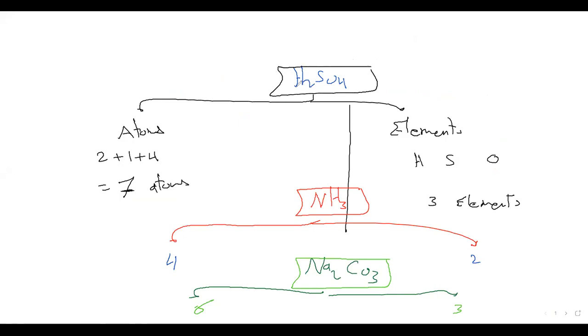Again, in case of H2SO4, NH3, and Na2CO3, consider the number of atoms and the number of elements. For the number of atoms, count them all, although they are similar or different, like H2SO4: 2 plus 1 plus 4. But in case of the number of elements, you count only the types of elements: hydrogen, sulfur, and oxygen. So we have 3 elements. NH3: 4 atoms, but 2 elements. Na2CO3: 6 atoms, but 3 elements.